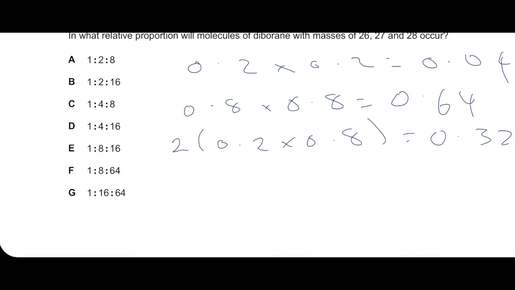And now you could just form a simplified ratio. I'm going to remove the decimal points, multiply everything by 100. So 4 to 32 to 64. That comes to 1 to 8 to 16, because when you divide everything by 4, you get that. And the answer is E. That's question number 26 completed.